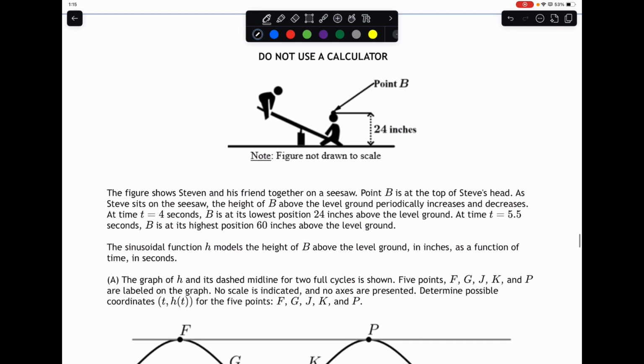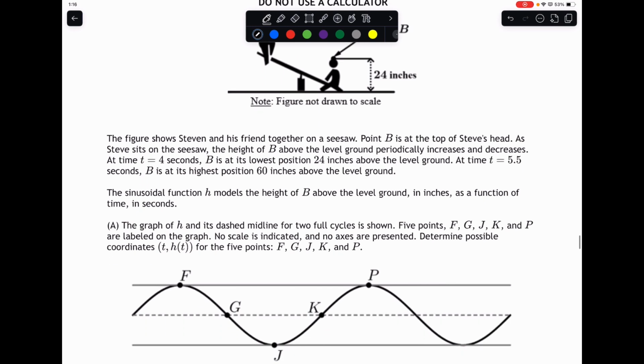The figure shows Stephen and his friend together on a seesaw. Point B is the top of Stephen's head. As Stephen sits on the seesaw, the height of B above the ground level periodically increases and decreases. At t equals 4 seconds, B is at its lowest position, 24 inches above the level ground. At t equals 5.5 seconds, B is at its highest position, 60 inches above the level ground. The sinusoidal function h models the height of B above the level ground in inches as a function of time in seconds.